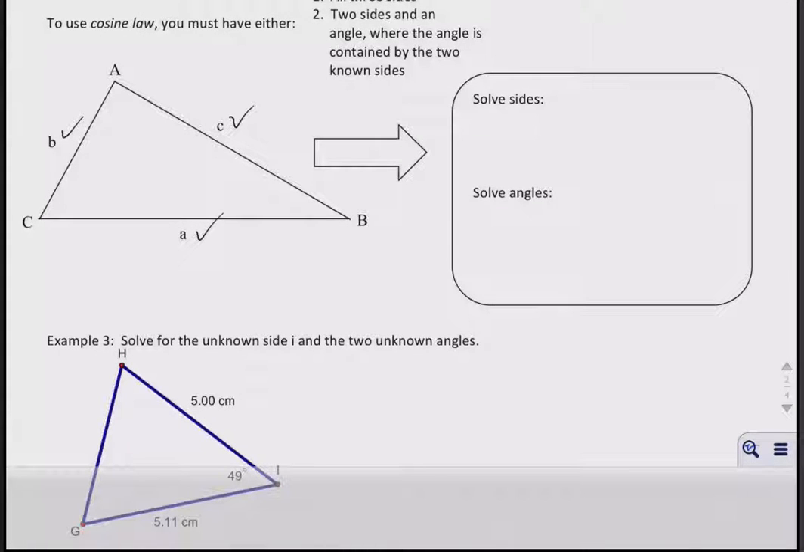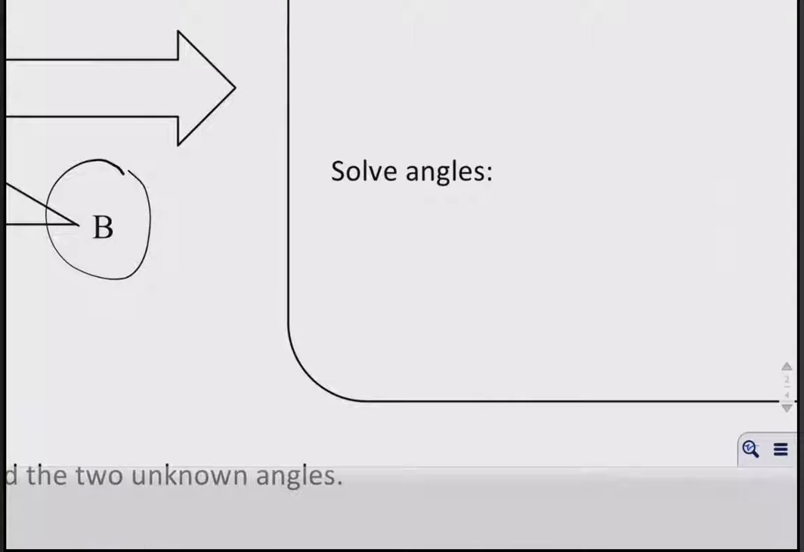So pick an angle. Let's say we'll take angle B here. The cosine law in solving for an angle B, when you have all three sides, you would rewrite it as cosine of B equals A squared plus C squared minus B squared all over 2AC.